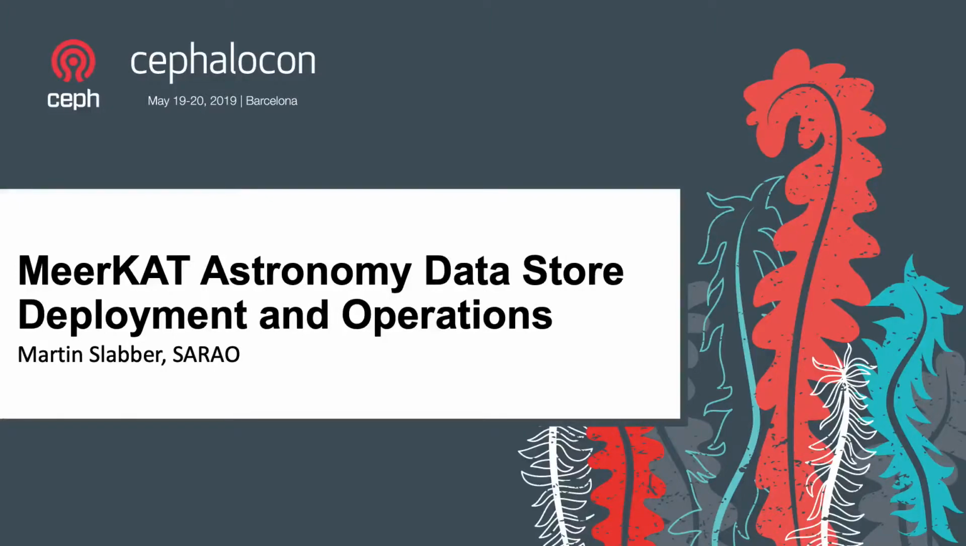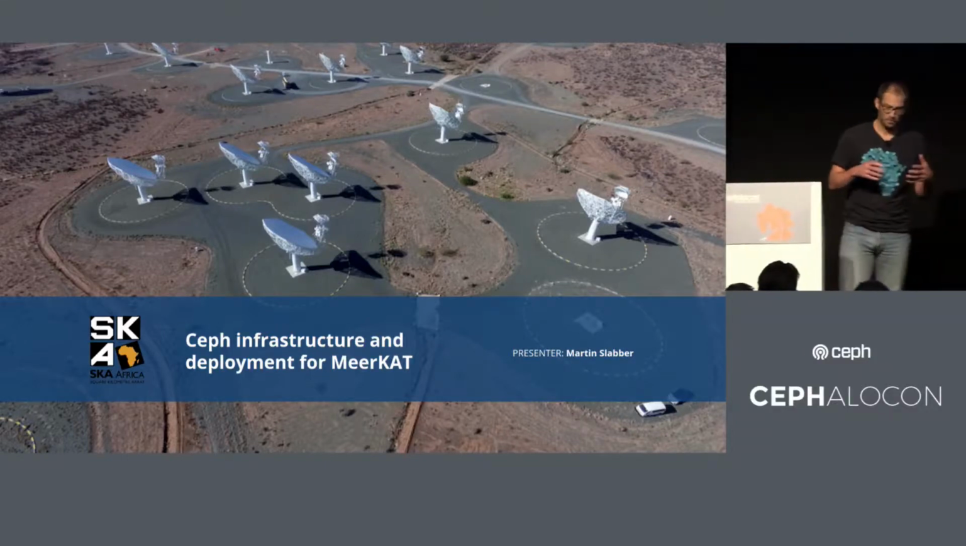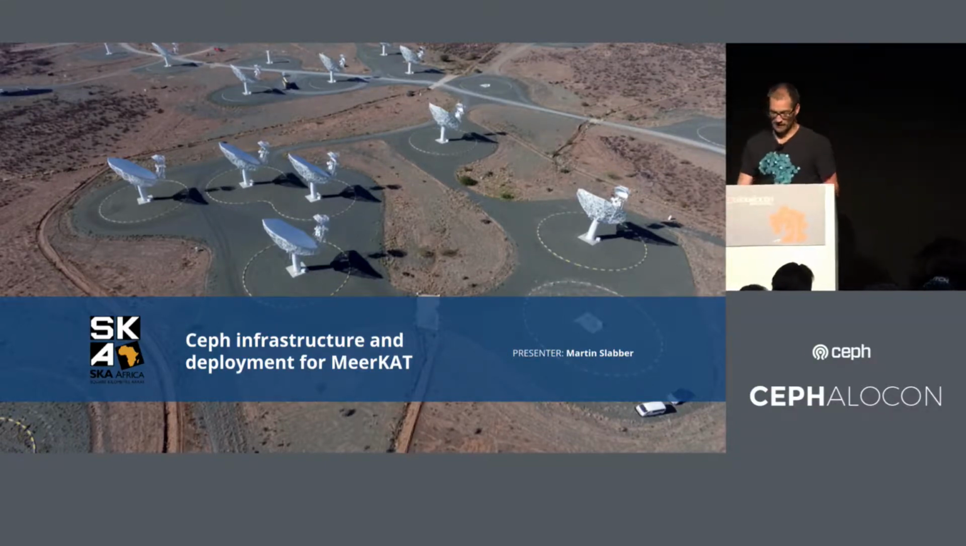Good morning, everybody. My name is Martin Slabber. I'm from SARAO, or SKA, in South Africa. And we're busy building a radio telescope called the MeerKAT telescope. I'm going to tell you a bit more about how we use Ceph in this telescope.